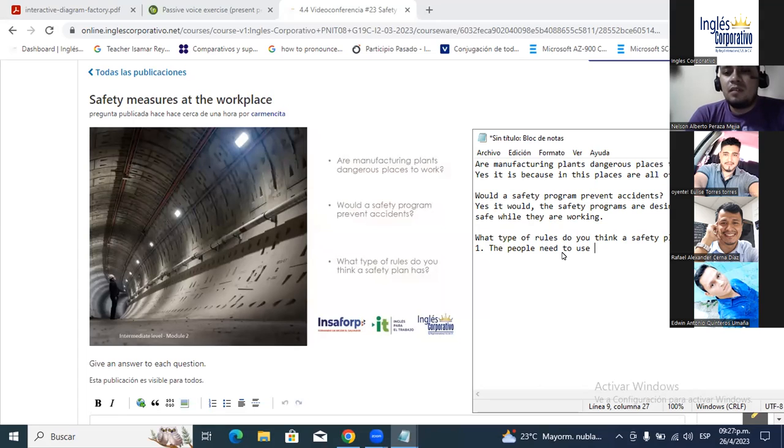The personal protective equipment. Equipment. Yes. Okay. Personal equipment. I don't know if it's correct. The personal protective equipment. Protective.